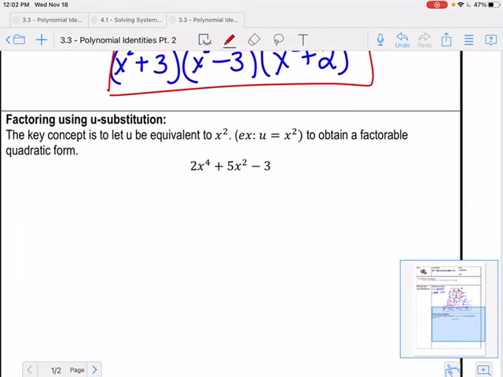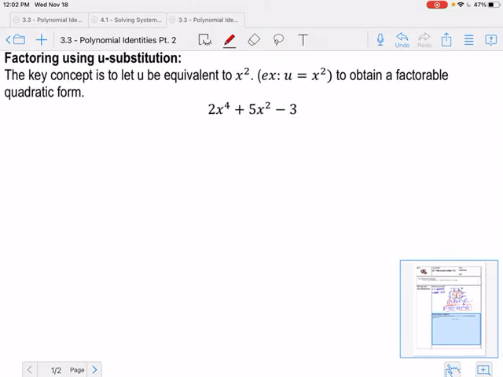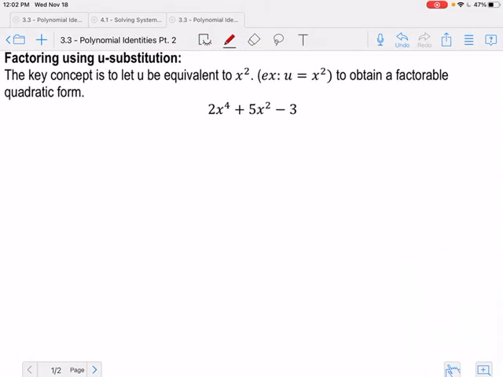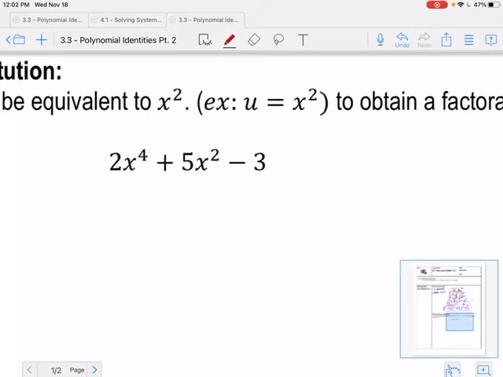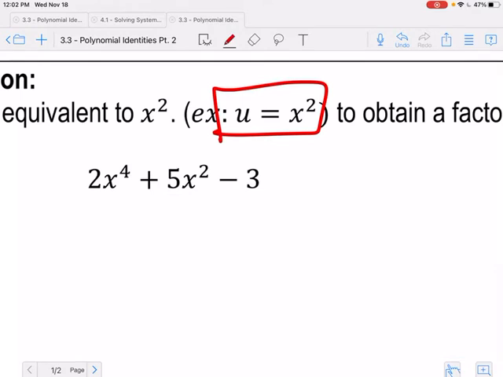Now, in terms of factoring using U substitution, the key concept is that at some point you're going to be working with polynomials that have degrees higher than 3, so 4, 5, 6, 7, 8, and at some point you can't really use any of the factoring methods. So how do we deal with this? Well, we can let U substitute for x squared. So we can let U be equivalent to x to the power of 2.